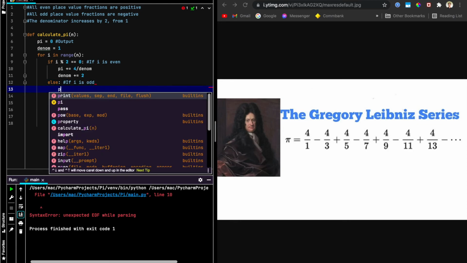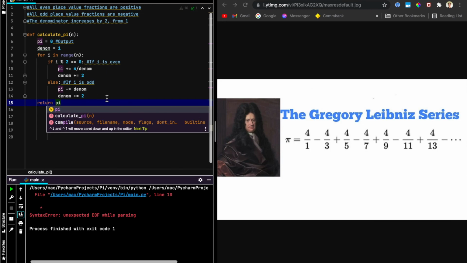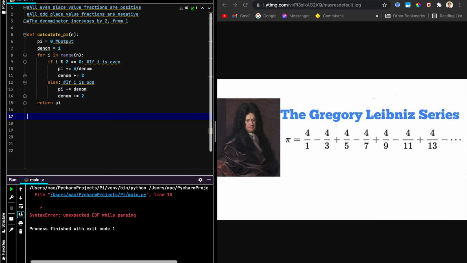What we're going to do in this is the same kind of thing, except instead of a plus equals, we're just going to do a minus equals 4 over denom, and then we're going to add 2 to the denominator. And that's it, that's our function. Now all we need to do is return pi, and bang, we can try this out.